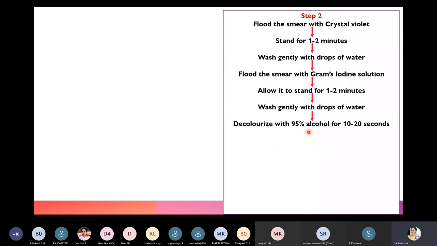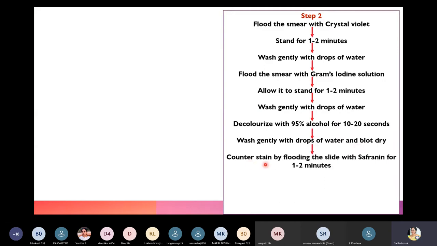Add the alcohol drop by drop onto the slide in such a way that the last drop draining out from the slide has a faint color of the crystal violet. Don't decolorize in excess, or the organism will not be able to take up the stain properly. Now the next step is to wash gently with a few drops of water and blot dry it.